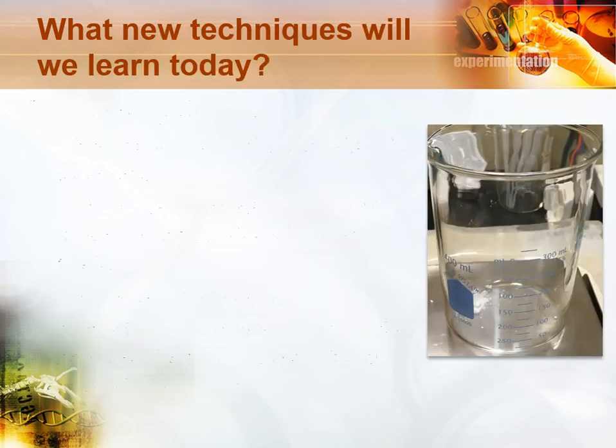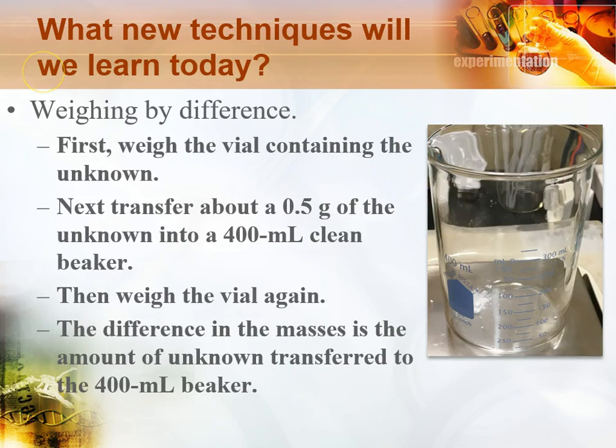So what techniques will we learn today? Well, the first one is weighing by difference. You'll be given a vial of an unknown salt, and you'll weigh the vial, and then you'll transfer what looks to you to be about 0.5 grams of the unknown into a clean 400 milliliter beaker, and then you'll weigh the vial again. And that will tell you how much salt you have added to your beaker.